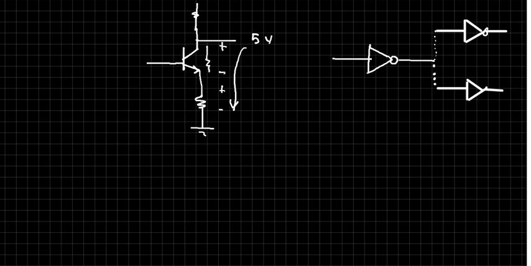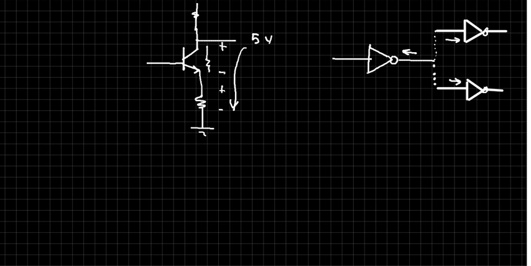Now, as she said, the current needed to drive this gate comes from here, and the current being sunk by this gate, these two may cancel. May happen. Now let's calculate.